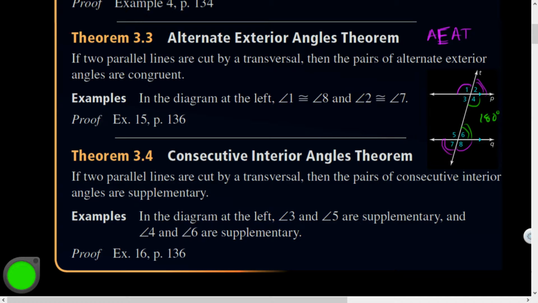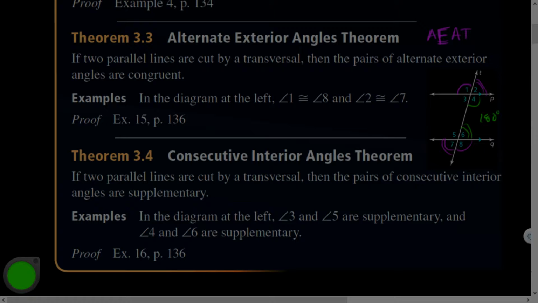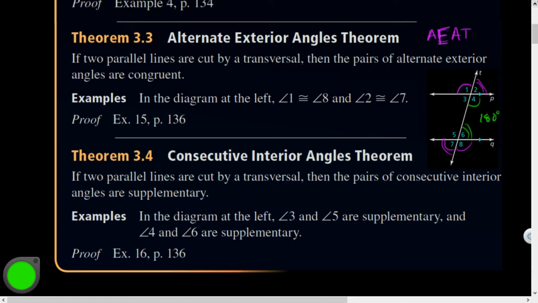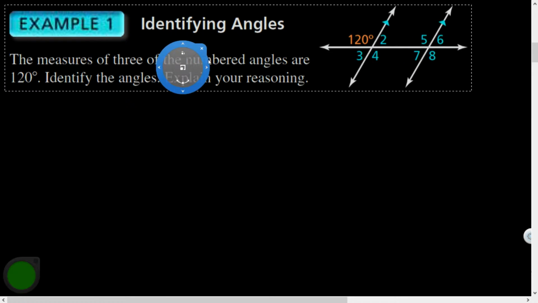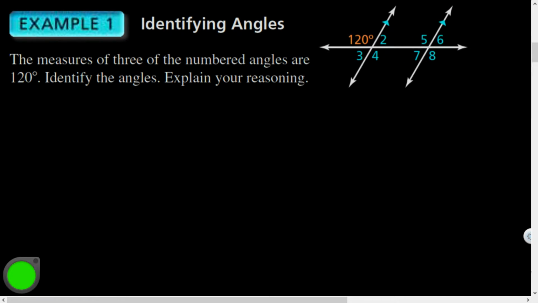So now that we've defined these types of angles, and now that we've put them in the situation of parallel lines cut by a transversal, we've discovered, well, I've told you, and we've kind of manipulated Geometer's Sketchpad, we've determined that there are some properties, some theorems about them. And so let's put it to work.